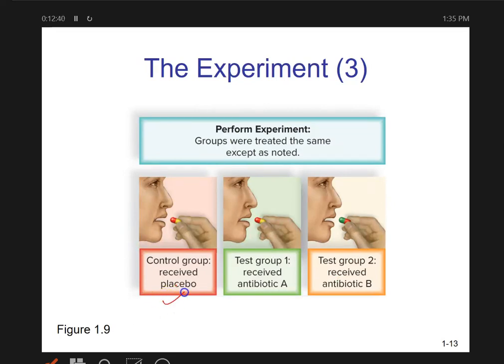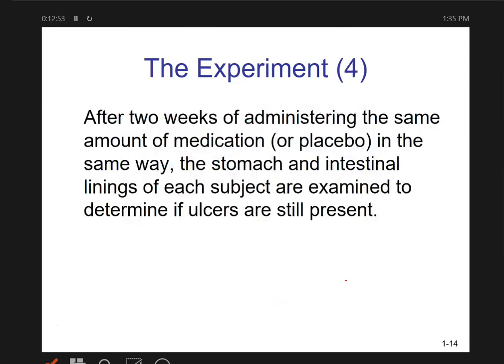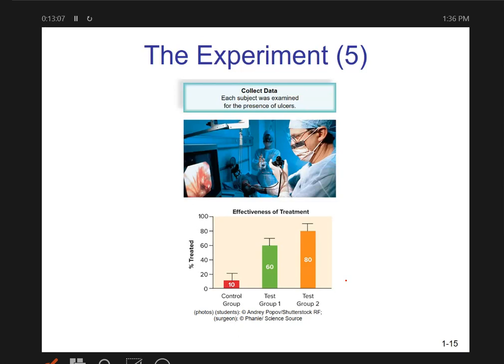The control group receives the placebo. That means it does not receive any antibiotic. Group A receives antibiotic A. Group B, the other group, receives antibiotic B. All right. Now let me see. I collect my data over a period of time, and after 2 weeks, the stomach lining and intestinal lining are examined to see if the ulcers are still present. I collect the data and put it in the form of a graph. Here is my control group, here is my test group, here's my test 2 group.